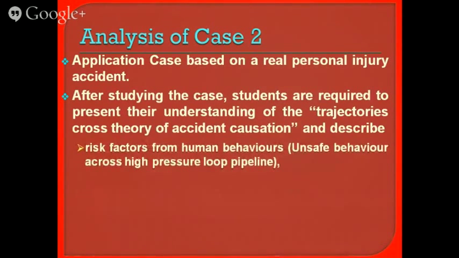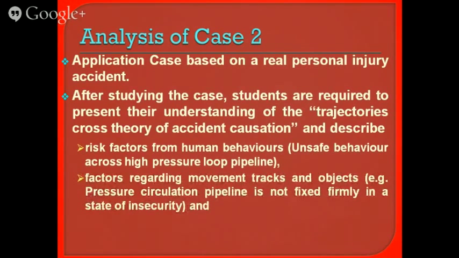You see here, the risk factors from human behavior: unsafe behavior across the high pressure loop pipeline. You have rightly said that he should have followed certain standard procedures, and he should have thought about what type of accidents can happen if he goes near those places where he was collecting the samples. Then factors regarding movement tracks and objects. For example, the pressure circulation pipeline was not fixed. So when going into such risk areas where an accident can take place, the person should be proactive in seeing that, when the pipeline is not attached properly, such a thing may happen. So he had to take care of such things.